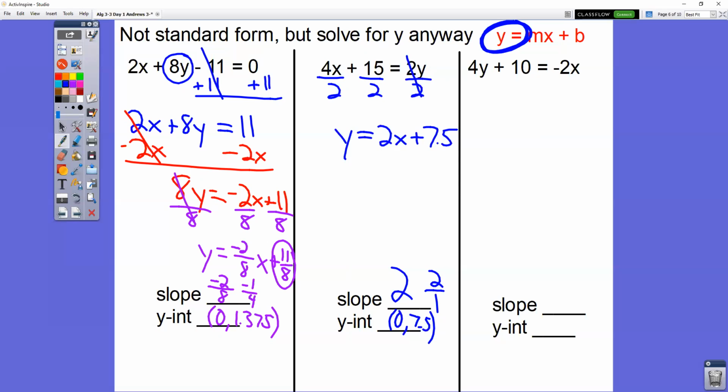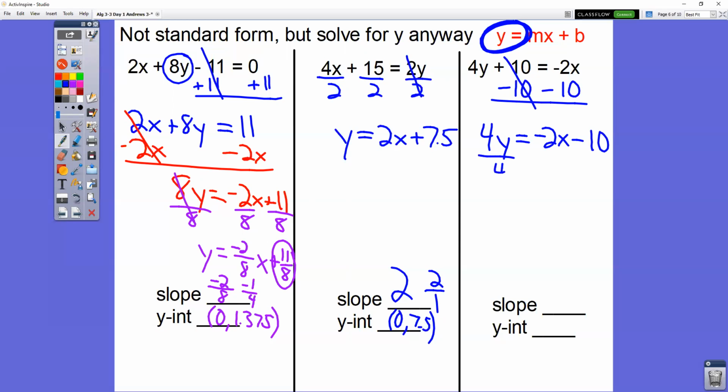So we want to try and get that 4y all by itself. We get that 4y all by itself by doing -10 and -10. So we have 4y equals -2x minus 10. Now notice I didn't switch around the order there because I didn't have to. All right, the x already came first before the plain number.